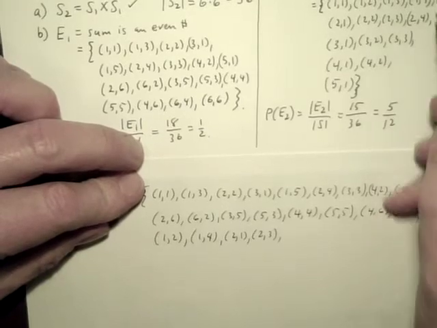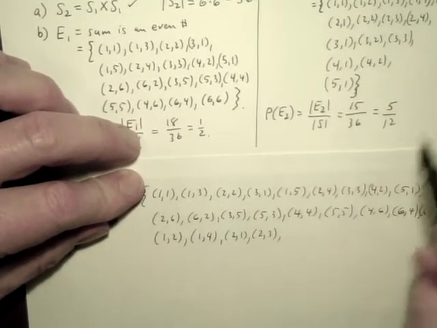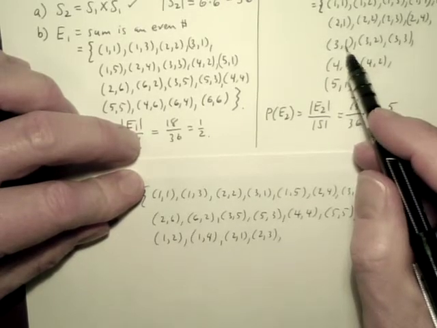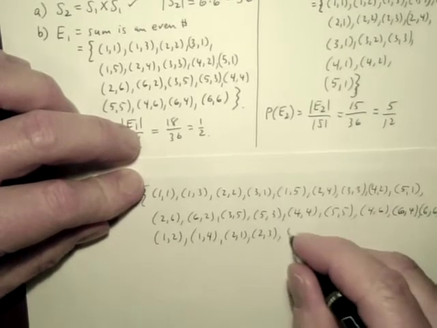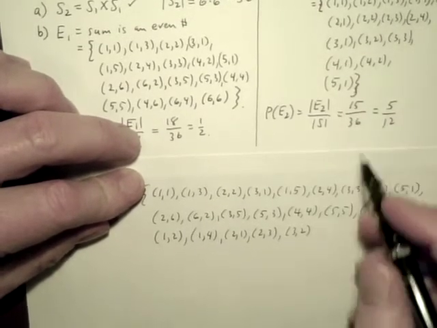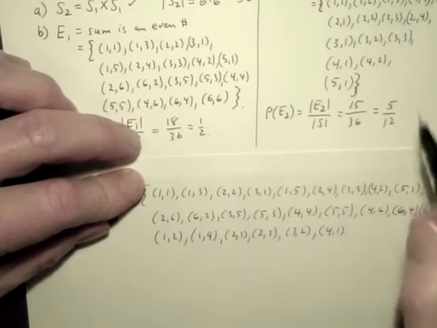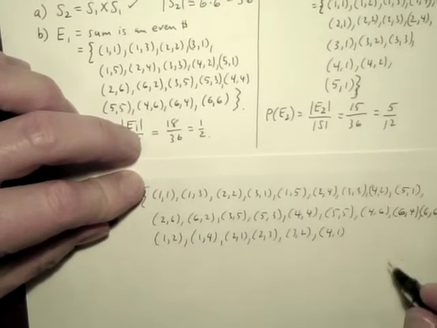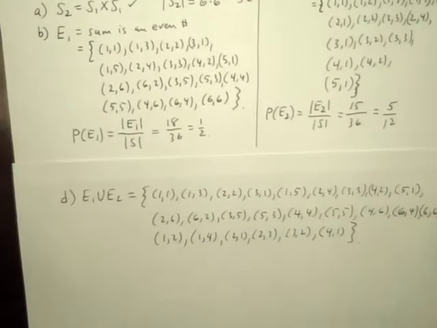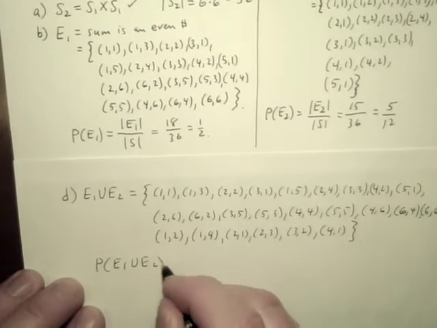2, 4 is even, so it's already over here somewhere. 2, 4, there it is. 3, 1 is even, so it's already here. 3, 2 is new because it's odd. 3, 3 is even, so it's already here. 4, 1 is new because it's odd. 4, 2 is even. 5, 1 is also even. So here's the set. And the probability of E1 union E2 is then, I'll just count them.